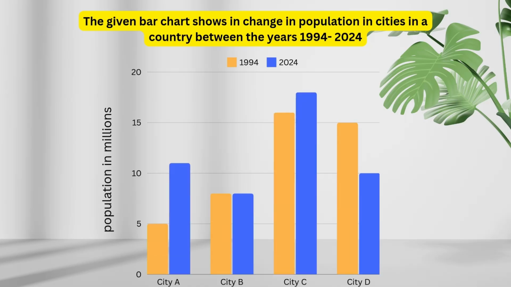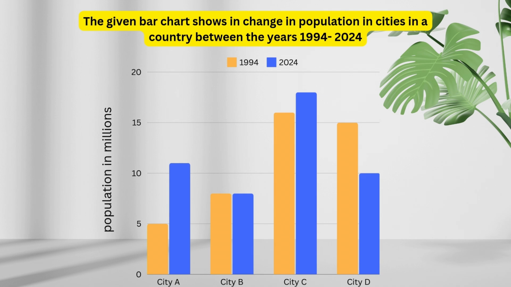So let's look at the type of questions which we get for IELTS writing task 1. Now here in this question, we can see that there is a bar chart which shows change in population in cities in a country between the years 1994 to 2024. So here we have city A, B, C, and D, and this bar chart shows how the population has changed over the span of 30 years.